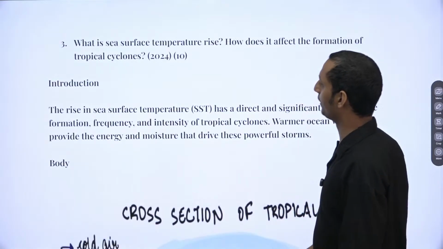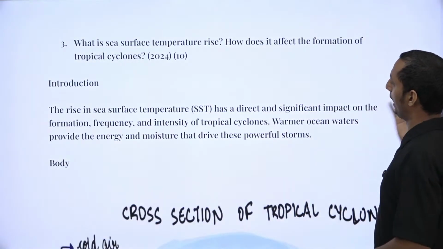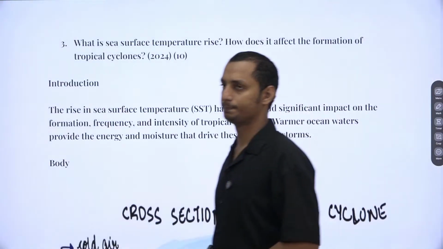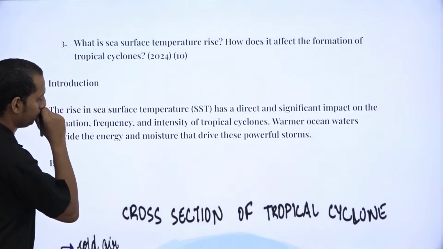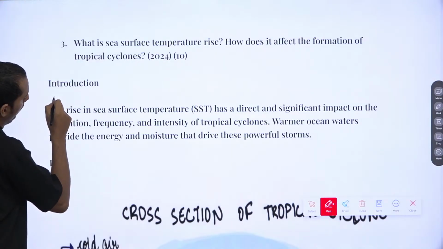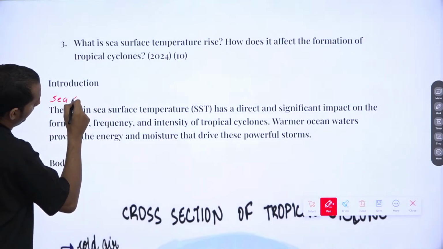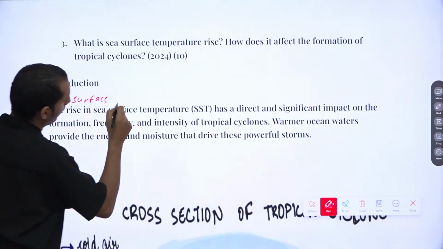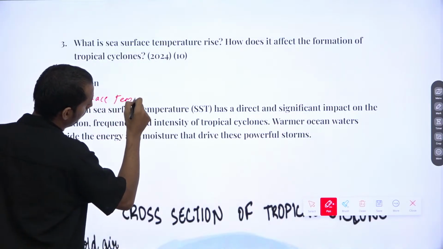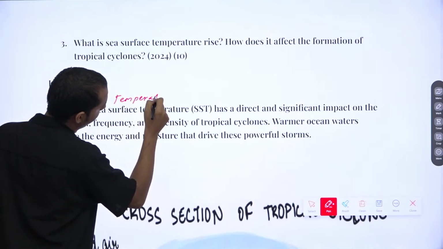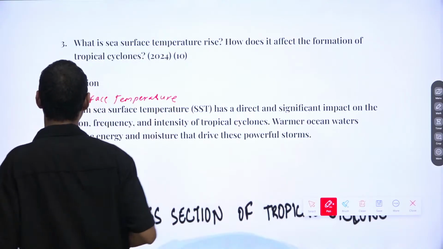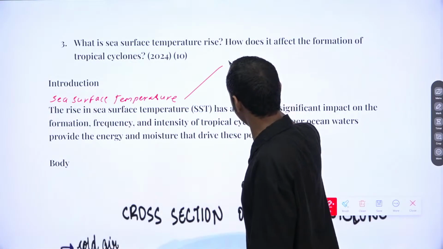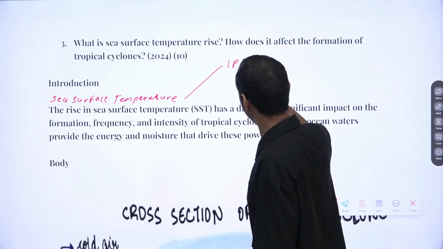Now, what is sea surface temperature rise? How has it affected the formation of tropical cyclones? Either way, what can you provide? You can mention what sea surface temperature is. That would be a very general level 1 introduction. You can also go for reports such as the IPCC report.